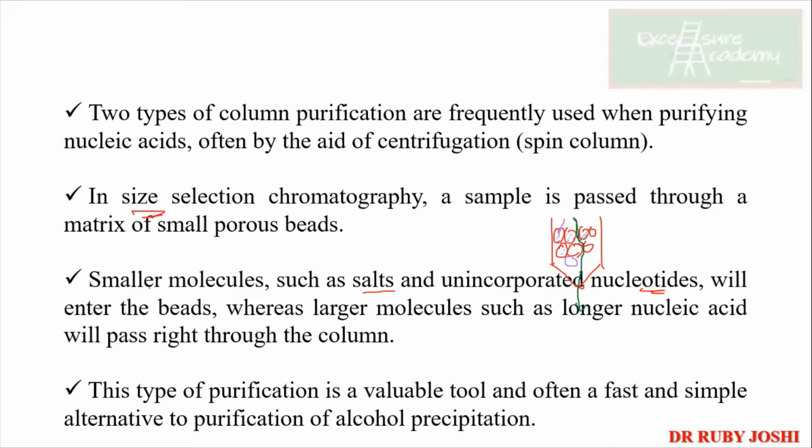Which is crossing the beads or which is going through the beads? Crossing the beads. So the one that is crossing outside the beads will elute out first. So you know that you have got the longer nucleic acid, so they will just pass through the column.